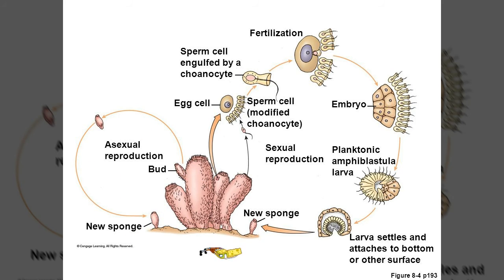So it's pretty simple. And there's also fragmentation, where a little chip of the sponge gets off because of factors such as storm conditions, etc. And then they find a new place to grow.